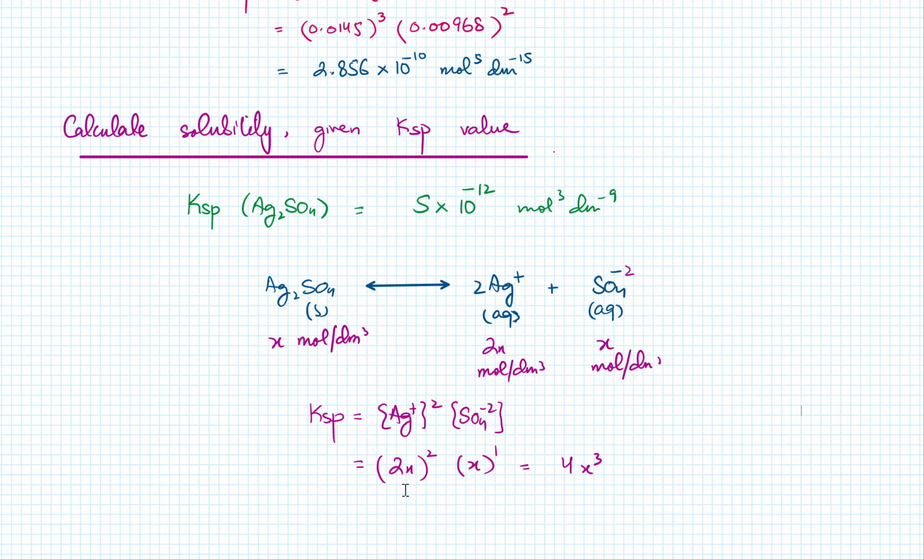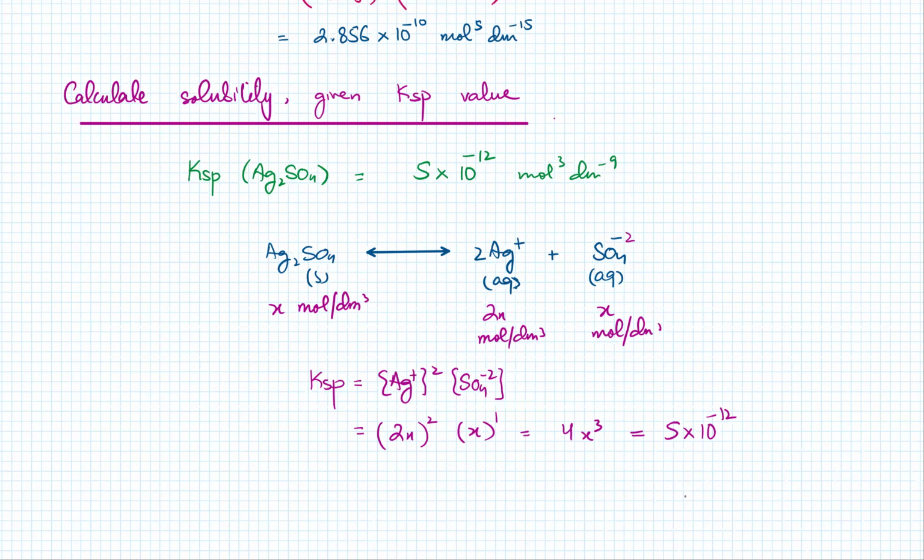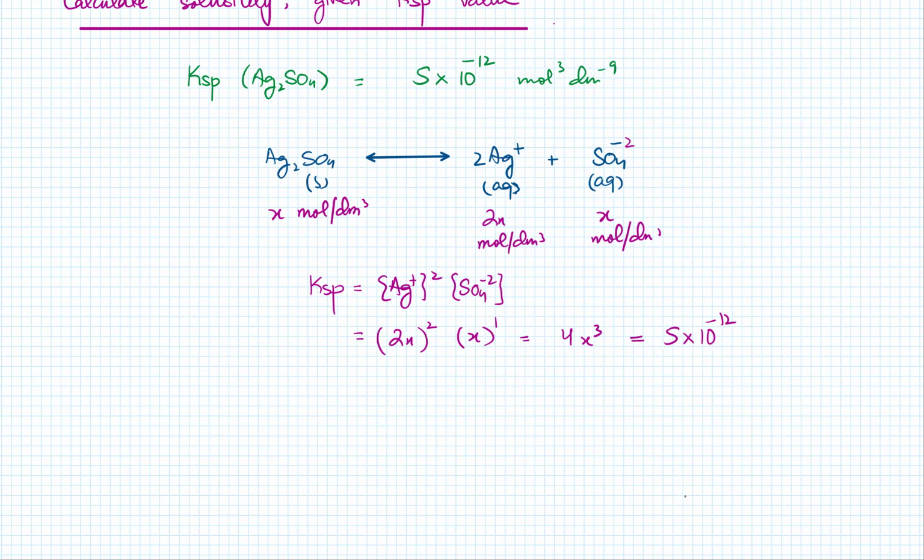2x squared is 4x squared, into x, that's going to give you 4x cubed. And I know the value of this. What is the value of Ksp? That's given as 5 times 10 power minus 12. Now using this, I can figure out what x is. X was the solubility. So x cubed is equal to 5 times 10 power minus 12 divided by 4. And I'm going to cube root everything.